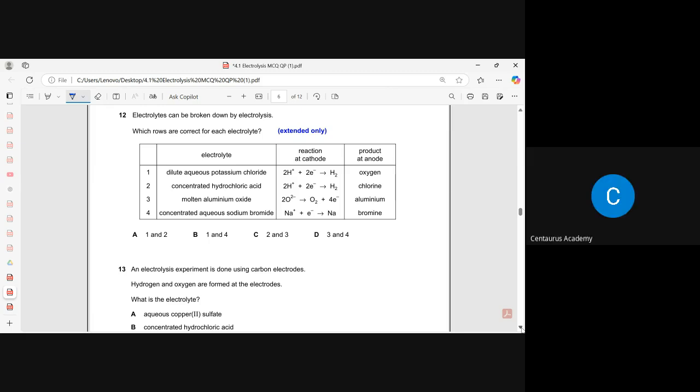Look into this question here. Electrolytes can be broken down by electrolysis. Which rows are correct for each electrolyte? Now you have to look into the reaction at the cathode as well. Also look into the product at the anode according to the electrolytes which are given to you, and then mark your correct answer. Is it A, B, C, or D? We were doing question number 12.